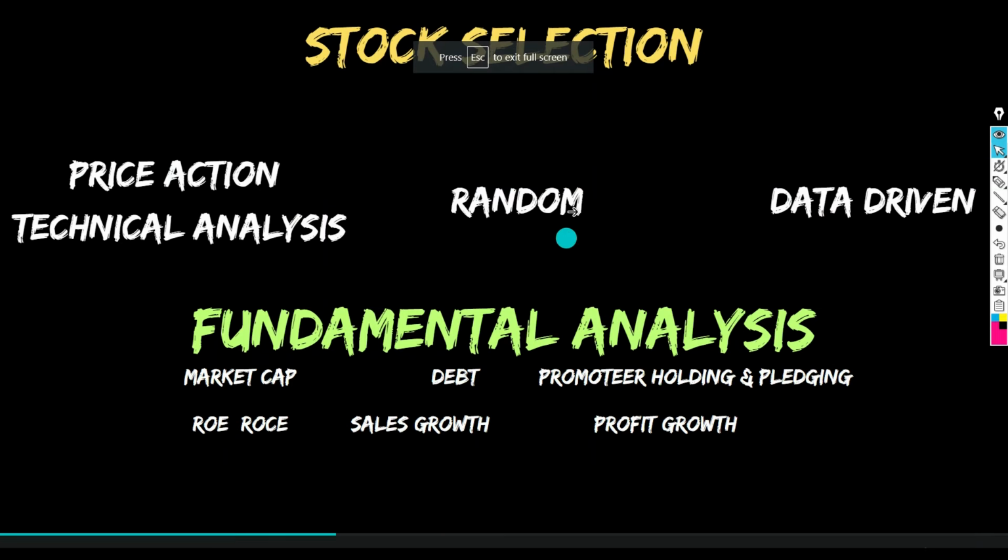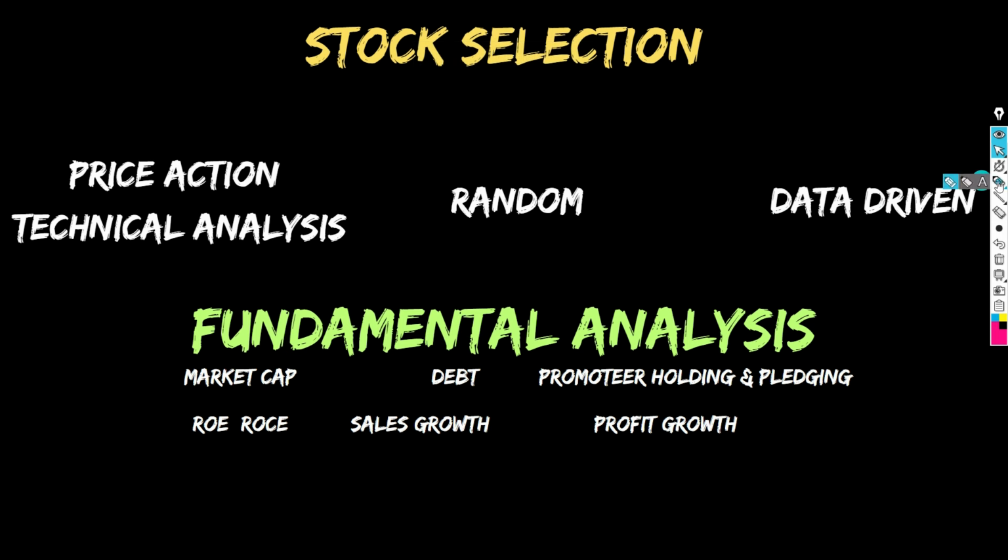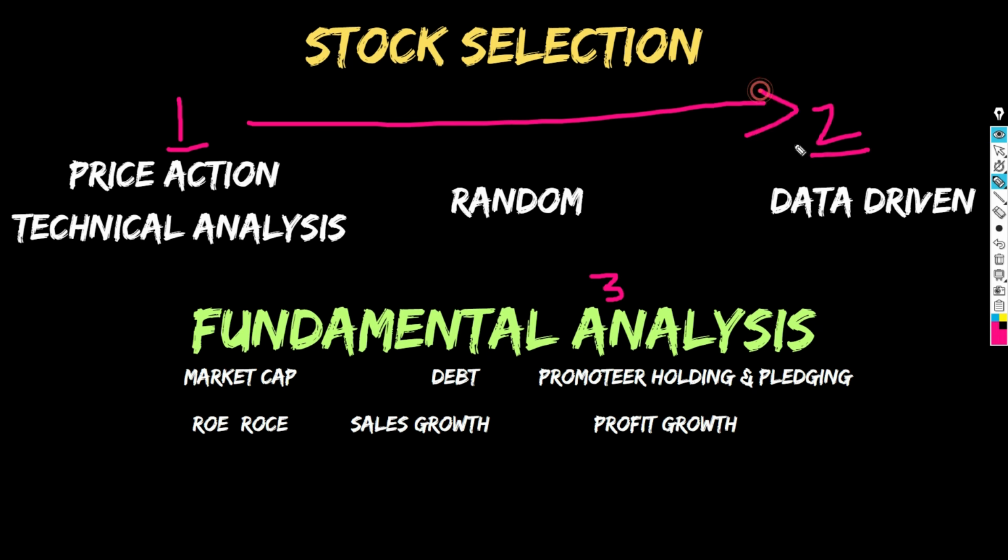Got it, guys? Price action, random guess, data driven, fundamental analysis. So what if we can combine these 1, 2, and 3, guys? Our stock selection process should be based on these 3: your price action, so-called technical analysis, combined with your data driven approach, and then combined with your fundamental analysis. So at least, guys, if we do this activity, the probability will be high. There is no certainty in the market. I cannot guarantee you 100% accuracy if I do this, but at least the probability will be fine. You will be able to know what is the entry, what is the exit, should I enter now, should I hold, I'll explain each and everything. Guys, please do not skip the video. This 1 hour is going to change your thought process.